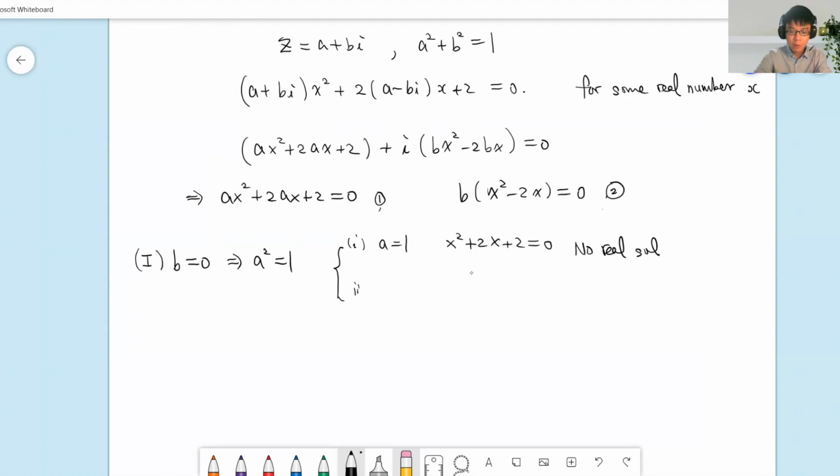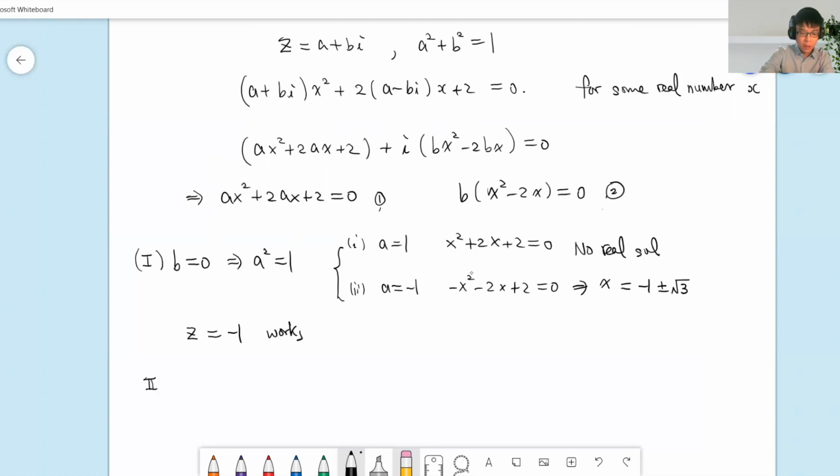And in the second case, we must have a equals minus 1. In this case, we have minus x squared minus 2x plus 2 equals 0. This time we can solve x. x can be solved to be minus 1 plus or minus root 3. So this case works. That means if a equals minus 1, b equals 0, everything is good. So z equals minus 1 works. Right, that's the first case.